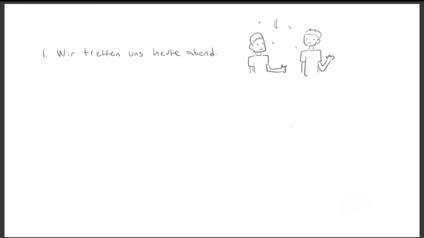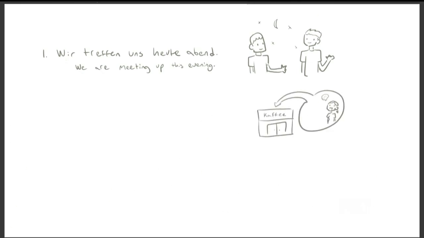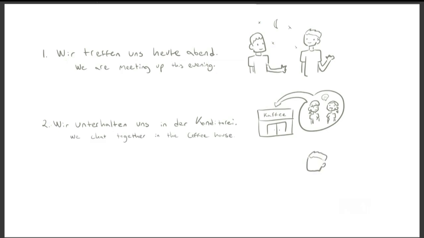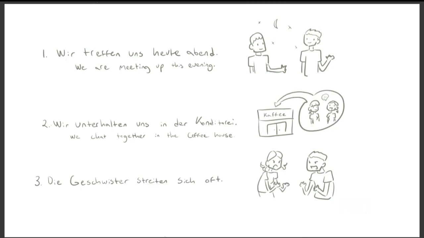Reflexive verbs are often used in German in connection with things that two or more people do together. Zum Beispiel, sich treffen. Wir treffen uns heute Abend. Sich unterhalten. Wir unterhalten uns manchmal in der Konditorei. Sich streiten. Die Geschwister streiten sich oft.